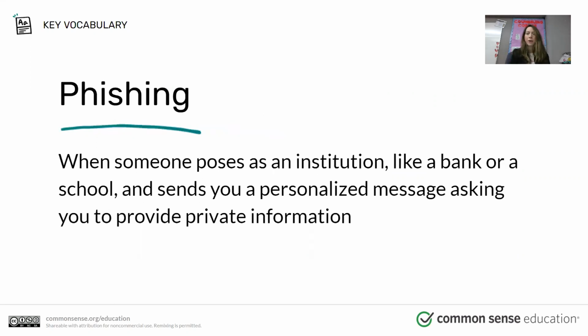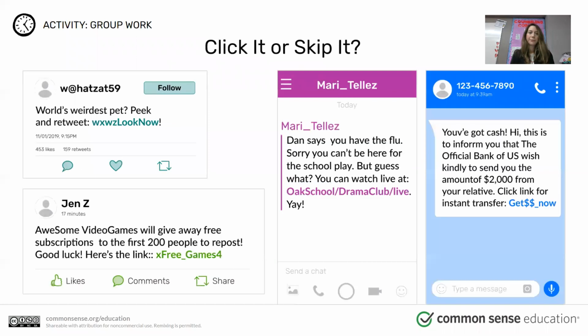So we've already talked about phishing, right? They're looking for information. They're trying to see if they can get you to give it up to them. So let's look at some of these up here. This one is a tweet: world's weirdest pet, peek and retweet. So what do you think they're trying to get you to do here? Peek and retweet. They're trying to get you to click on the link, right?